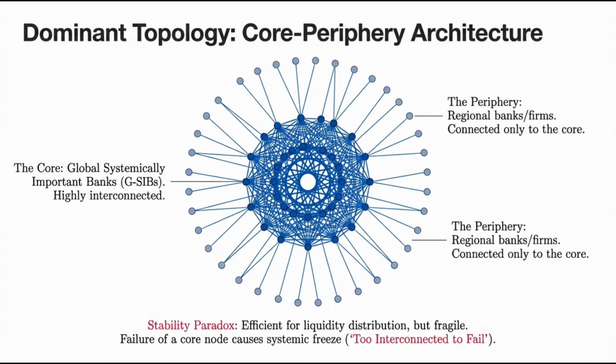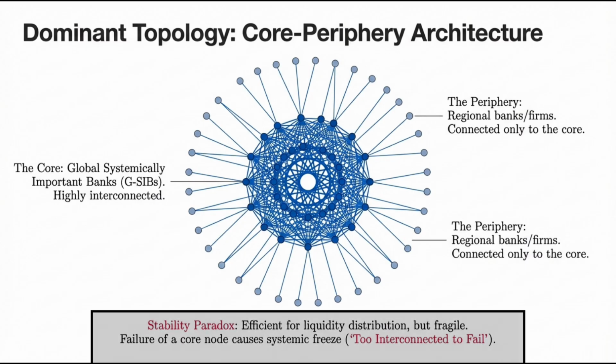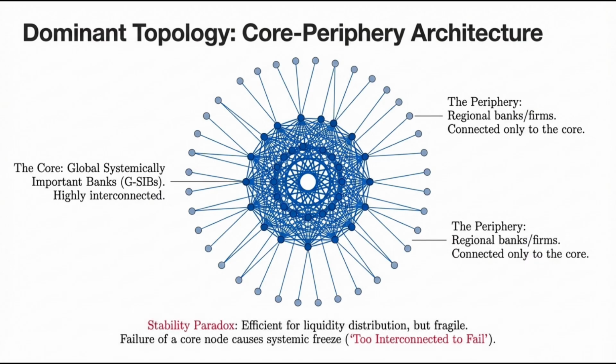Why does this structure emerge? Because the core acts like a central hub for liquidity distribution. It is efficient, since money and funding can move quickly through the system. A structure that is efficient in normal times can become fragile in crisis times. If one key core institution fails, the freeze can spread through the whole network. That is where the phrase too interconnected to fail comes from. So efficiency and fragility can coexist, which is one of the most important themes in network finance.